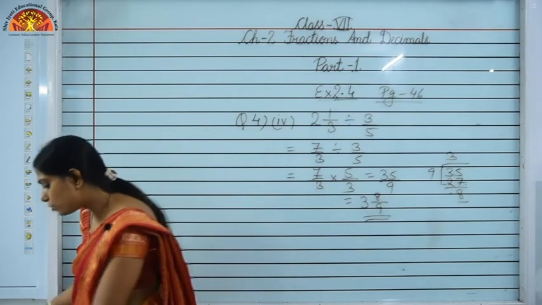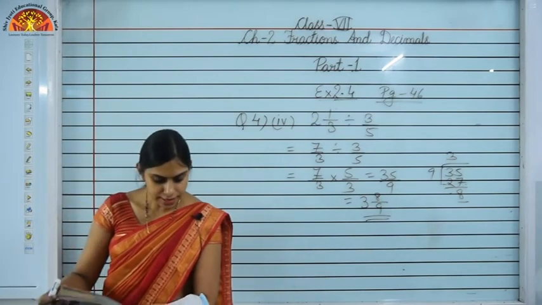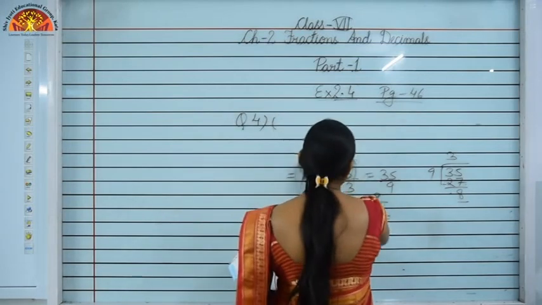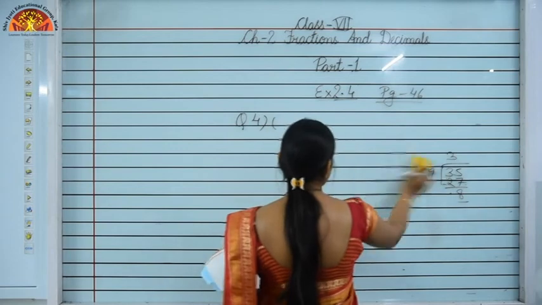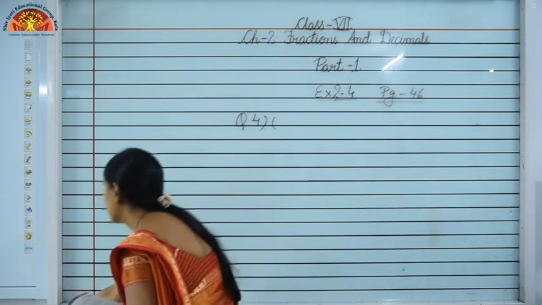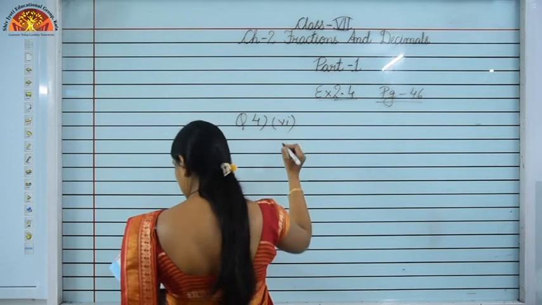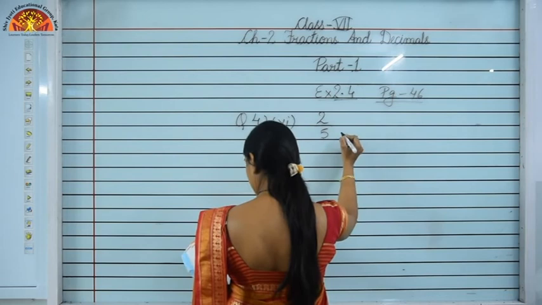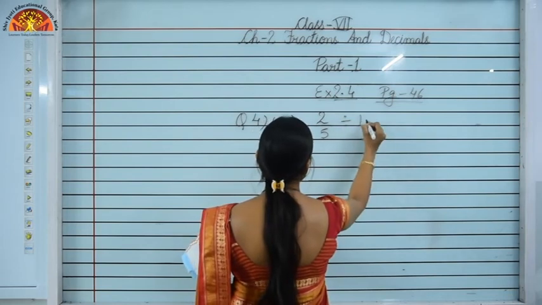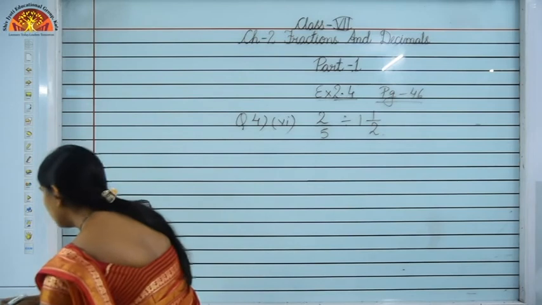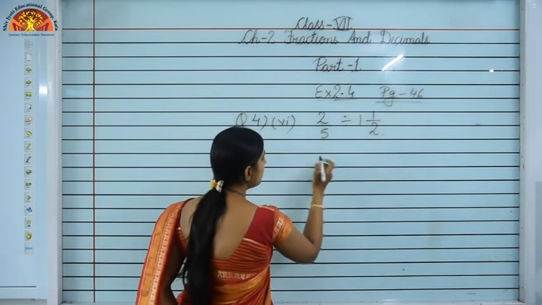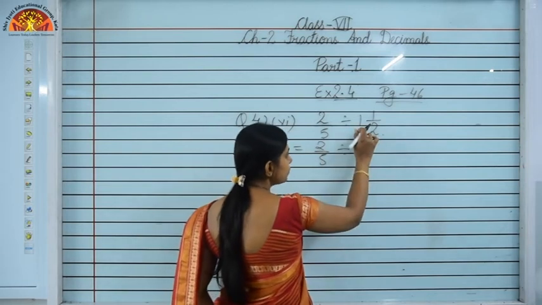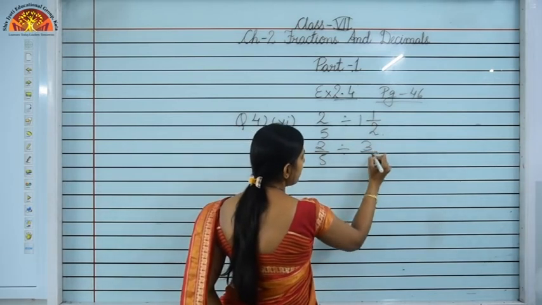Now the last part of this question, just see, that is the sixth part. Question number 4, sixth part we will solve now. Just see the sixth part what is given, that is 2/5 divided by 1/2. Now again you have to change it into the improper fraction. So 2/5 divided by 2 1s are 2, 2 plus 1, that is 3/2.